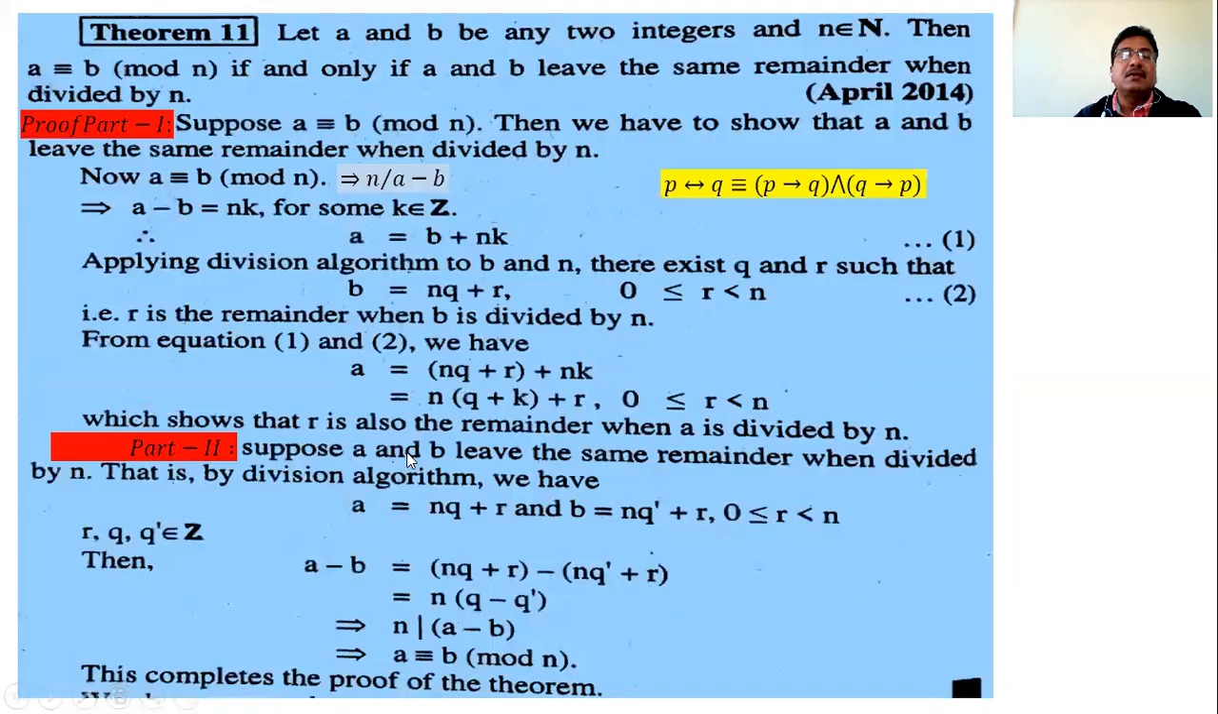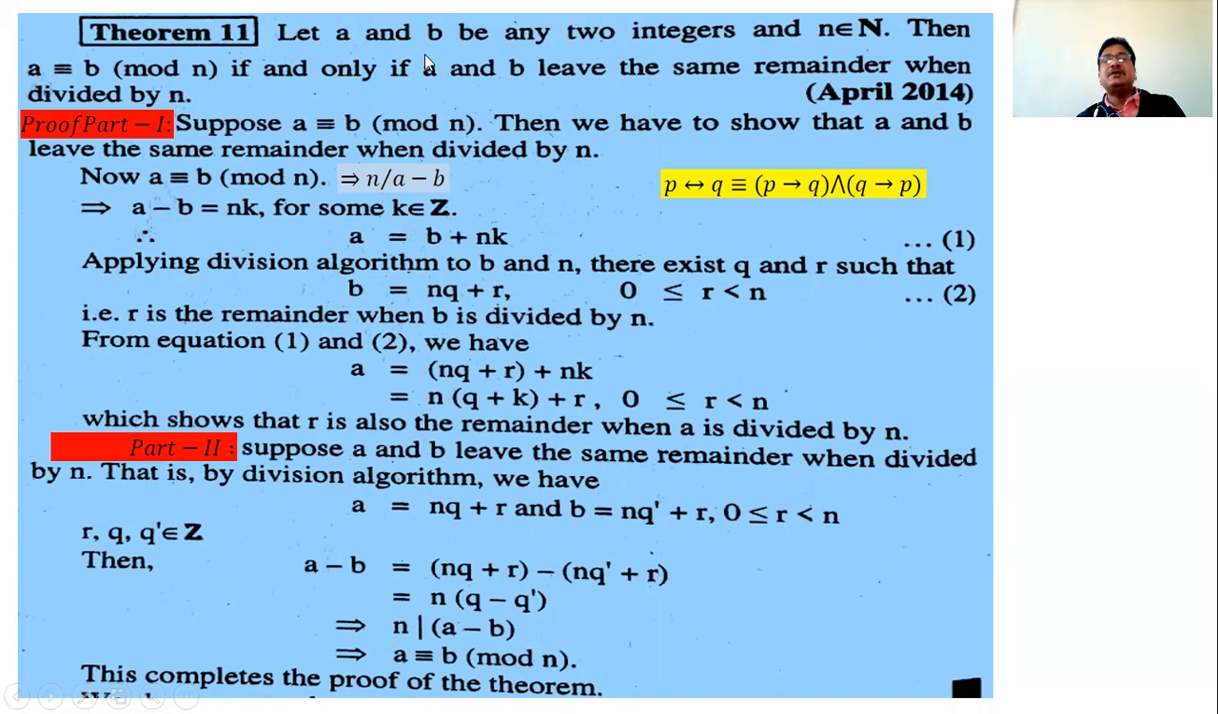So the next theorem is important as far as the exam is concerned. Let a and b be any two integers and n a natural number, that is, n is obviously 1, 2, 3, 4, 5 and so on. Prove that a is congruent to b modulo n if and only if a and b leave the same remainder when divided by n. This is a theorem of the type if and only if, and we know that P if and only if Q is logically equivalent to P implies Q and Q implies P. That is, the proof of theorems of the type if and only if is in two parts. In part 1, assume P and prove Q, and in part 2, assume Q and prove P.